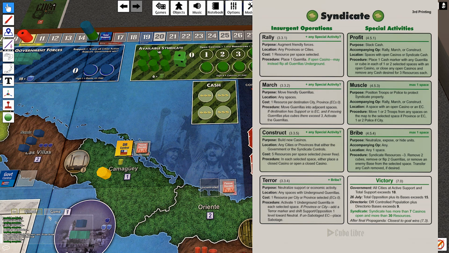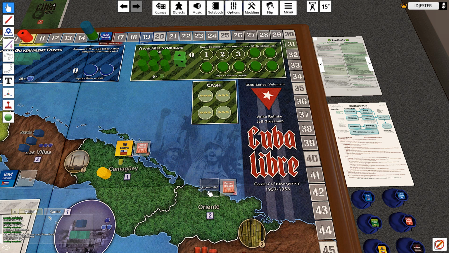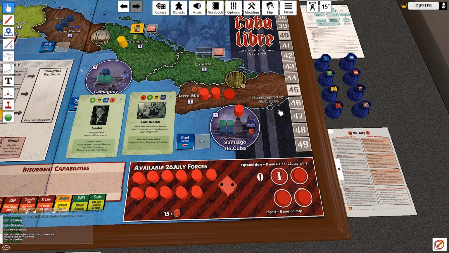Construct usually allows you to build something, a base, or in this case for the syndicate, to place a casino. And then terror is an option to make it harder for different areas to become opposed or supportive, because people are in terror. They're scared to do anything.